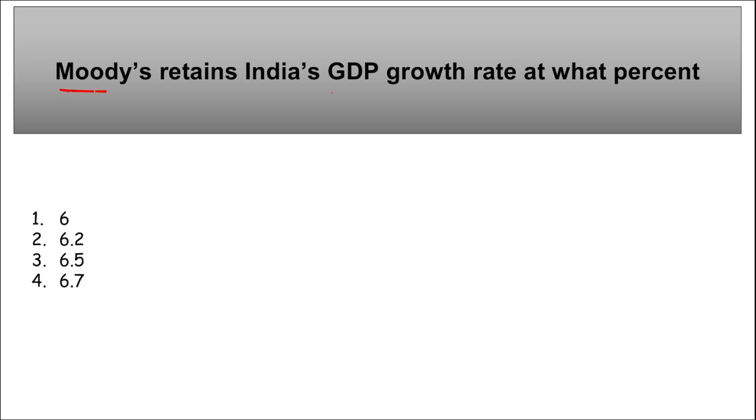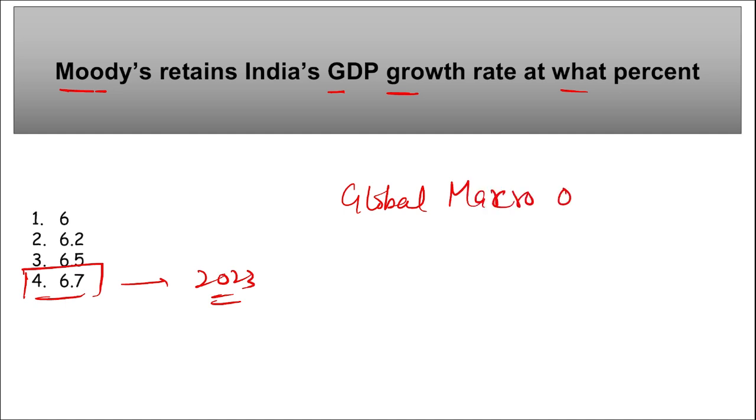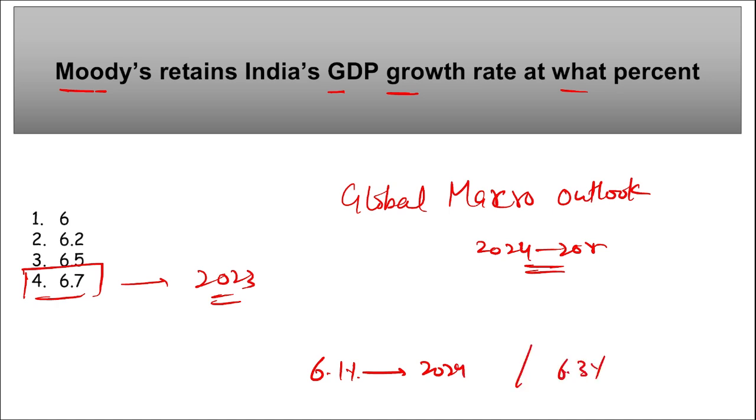Next, Moody's has retained India's GDP growth rate at what percent? So Moody's has retained India's GDP growth rate at 6.7% for the year 2023. Correct? This data was released in the Global Macro Outlook for 2024 to 2025. Correct? And what is the projection of Moody's in their Global Macro Outlook report? For India, it is 6.7%. Here the report also projected that India's GDP will grow by 6.1% next year in 2024 and by 6.3% in the year after, that is 2025. Correct?